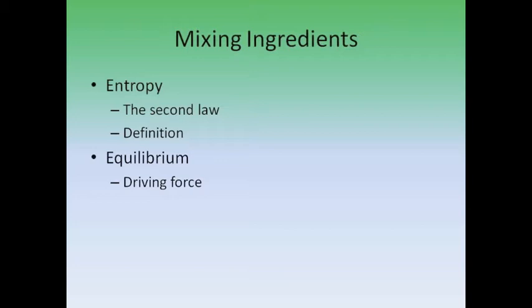The second law of thermodynamics basically states that everything moves towards equilibrium because of entropy. Since entropy is the driving force behind equilibrium, this means that our system and the universe are constantly moving towards a less dynamic state.